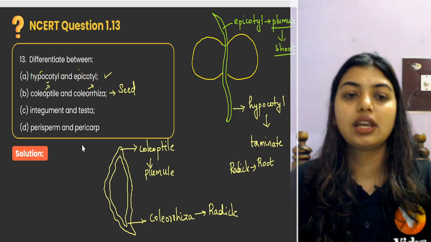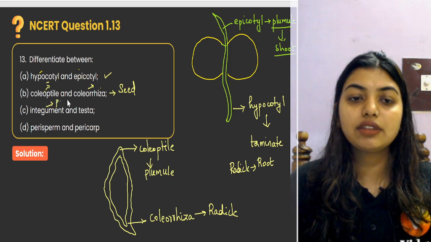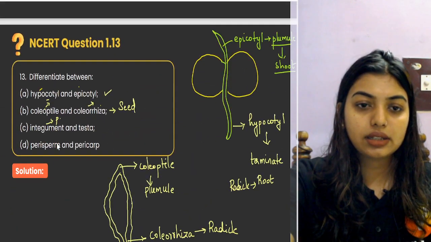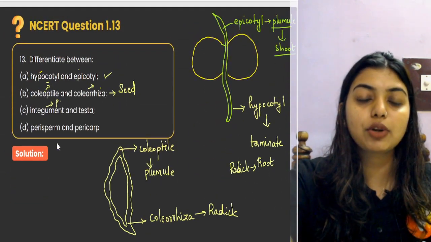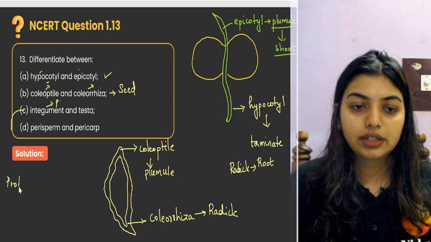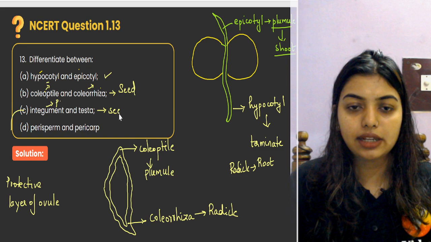Okay. Yes. Then integuments and testa. Students, integuments is a protective layer of the ovule. Yes or no? Integuments. Okay, one second. I think here I didn't leave, so here also no place. Okay, integuments is a protective layer of your ovule. Protective layer of ovule. And testa is the protective layer of your seed.